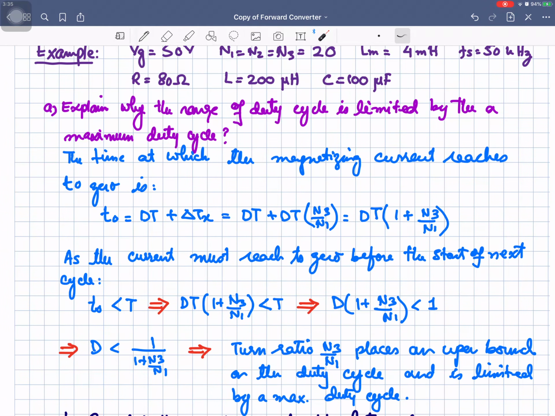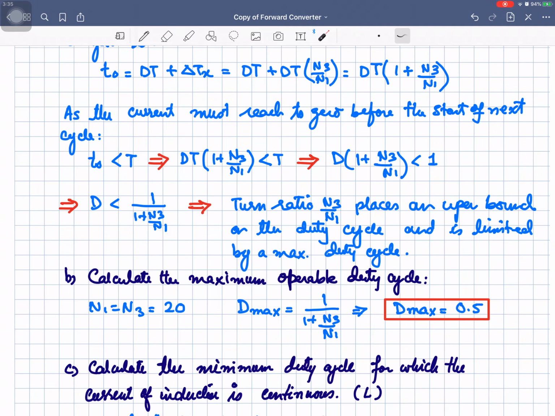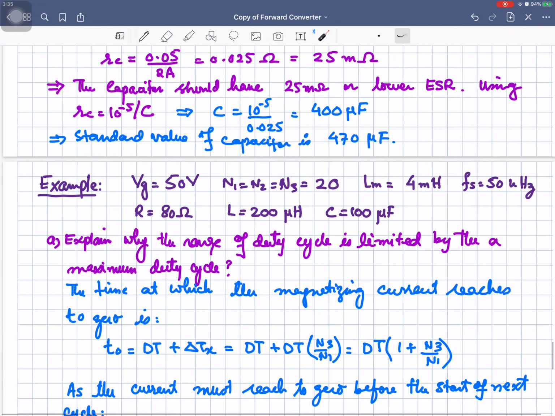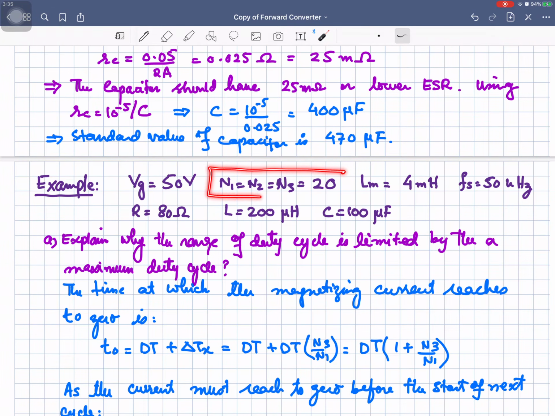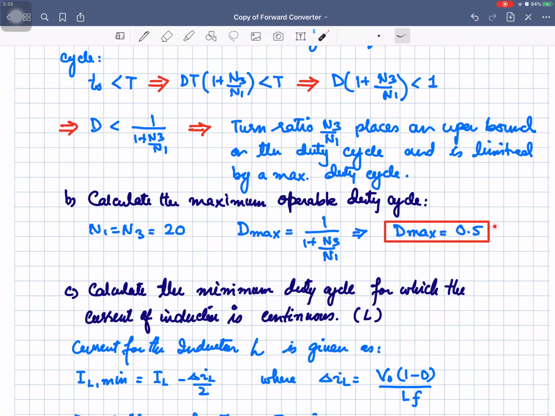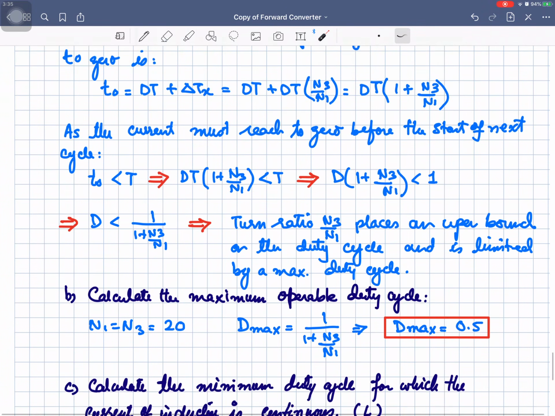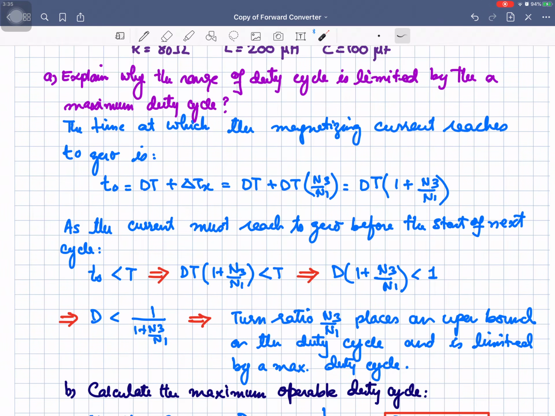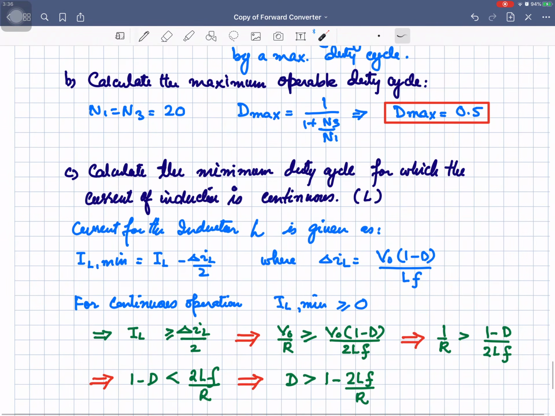What should be our duty cycle? Now if we calculate it for this example, this comes out to be 0.5, because n3 over n1 will be equal to 1 as all the turns are equal. So as all the turns are equal, the maximum duty cycle is 0.5. So n3 over n1 is important because it limits the maximum duty cycle we can apply in our circuit, by which we can control our switch.